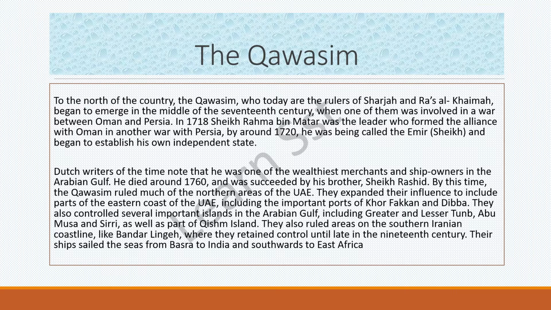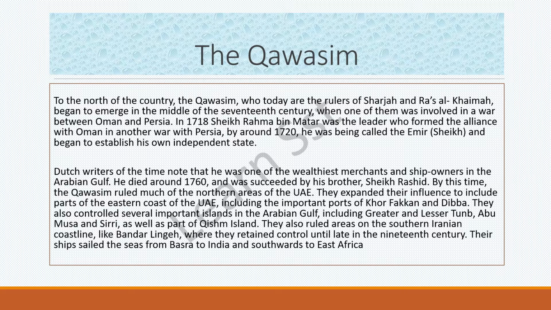So in 1718, Sheikh Rahma bin Matar, who was the leader, formed an alliance and friendship with Oman in another war with Persia. By around 1720, he was being called the Emir. Emir means the Sheikh, and he began to establish his own independent state. Dutch writers of that time note that he was one of the wealthiest merchants and ship owners in the Arabian Gulf. He died around 1760 and was succeeded by his brother Sheikh Rashid.